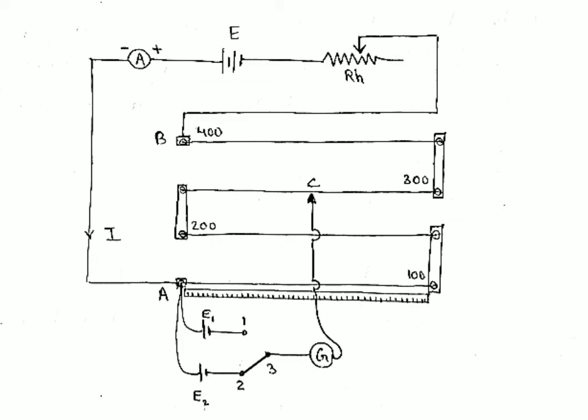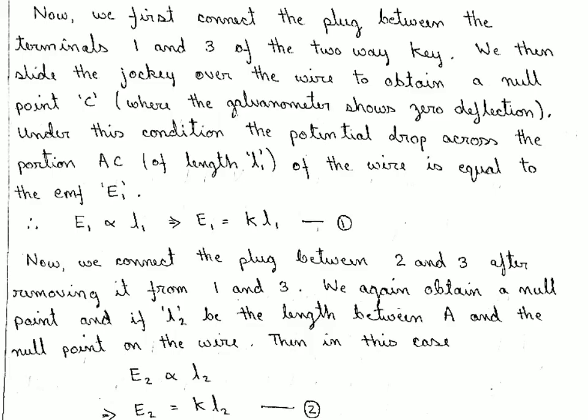Then we connect the plug between 2 and 3, and again we obtain a null point on the wire. If L2 is the length between A and the null point of the wire, then in this case the EMF E2 will be directly proportional to the length of the wire. Hence your E2 will be equal to KL2.